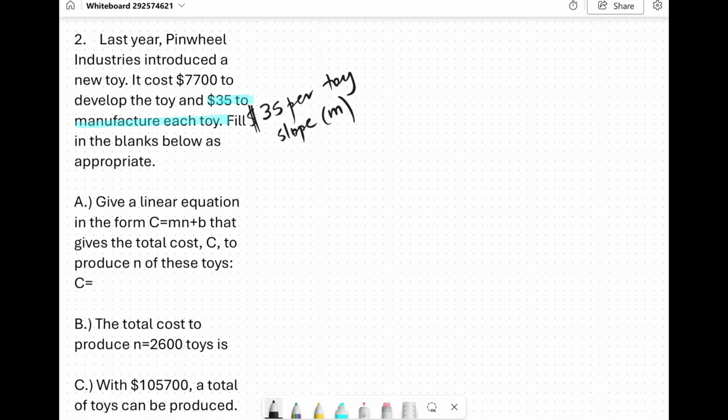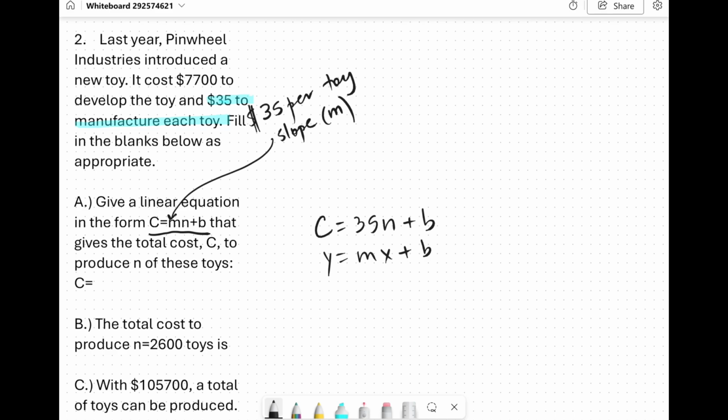So part 1 here asks you to give a linear equation in the form C equals mn plus b that gives the total cost C to produce n of these toys, okay? Now, keep in mind, we know that our m is the slope. So as of right now, I know that the equation is going to look like this. C equals 35n plus b. Now, this does look like y equals mx plus b. They just used n and C instead of x and y, but this is essentially the same equation.